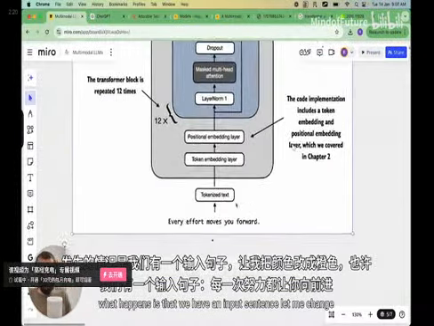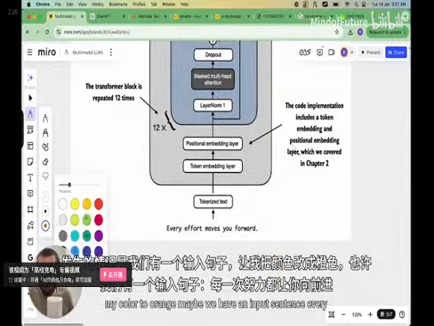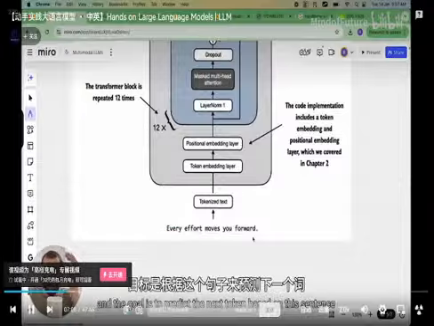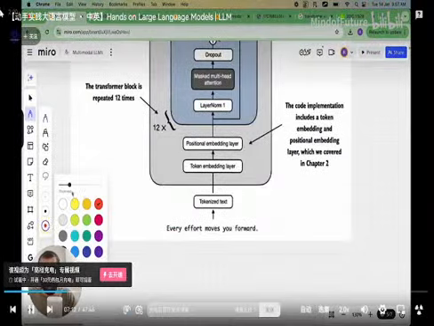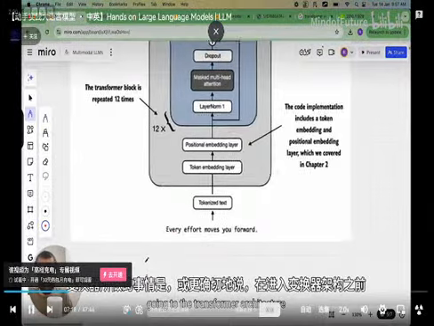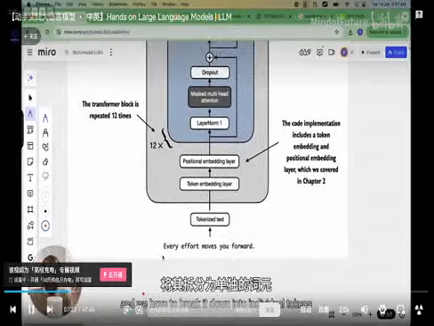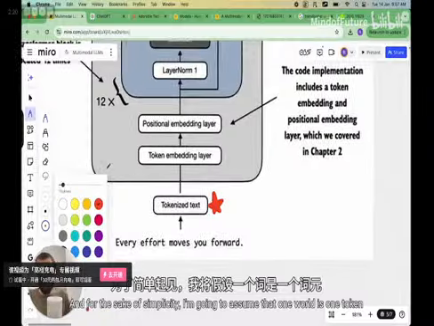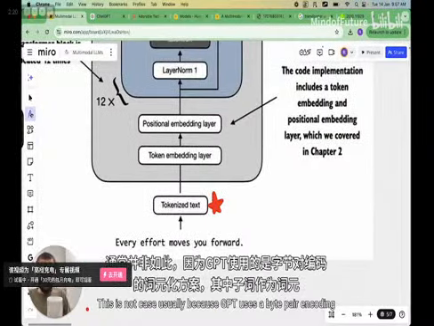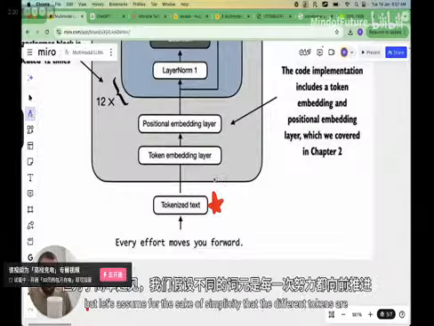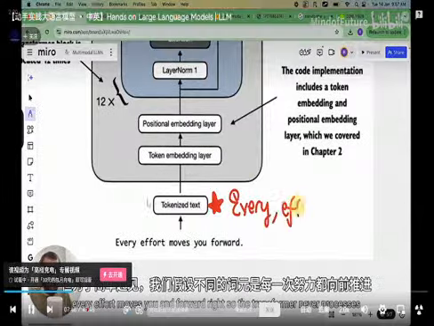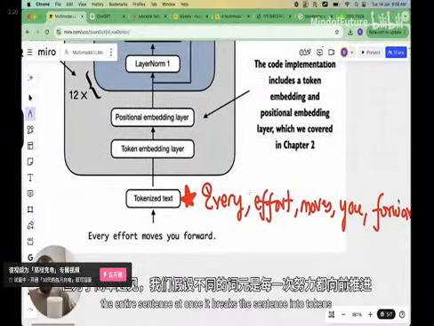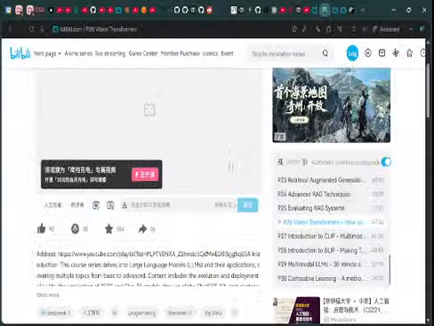What happens is that we have an input sentence, every effort moves you forward, and the goal is to predict the next token based on this sentence. Before going to the transformer architecture, first we have to take this text and break it down into individual tokens. So the first step is the process of tokenization. For the sake of simplicity, I'm going to assume that one word is one token. This is not the case usually because GPT uses a byte pair encoding tokenization scheme which has subwords as tokens. But let's assume for simplicity that the different tokens are every, effort, moves, you, and forward. The transformer never processes the entire sentence at once. It breaks the sentence into tokens.